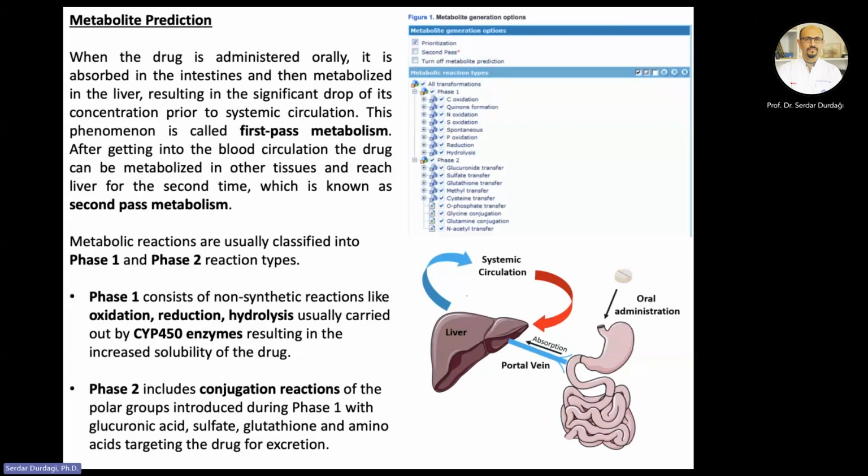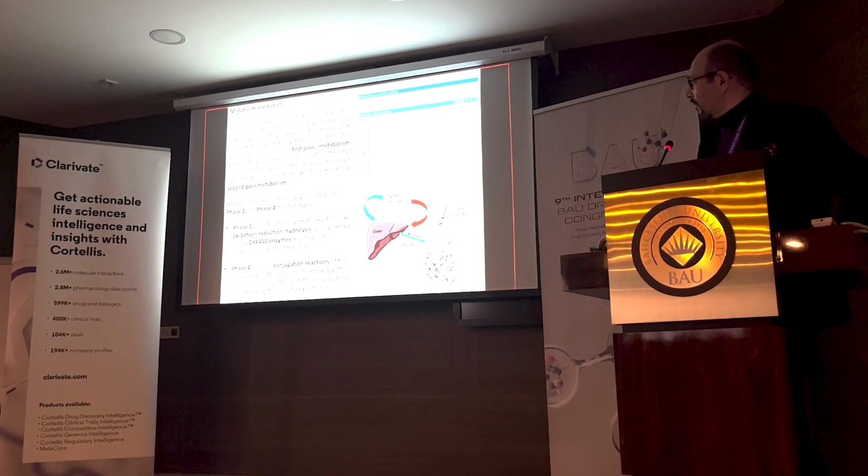So as I described, metabolite prediction is quite important. When you take an oral drug, it goes to the GI system, then to the liver through the portal vein, and then from the liver to systemic circulation. When it reaches the liver, the enzymes there may lead to metabolism. So this is quite an important problem.